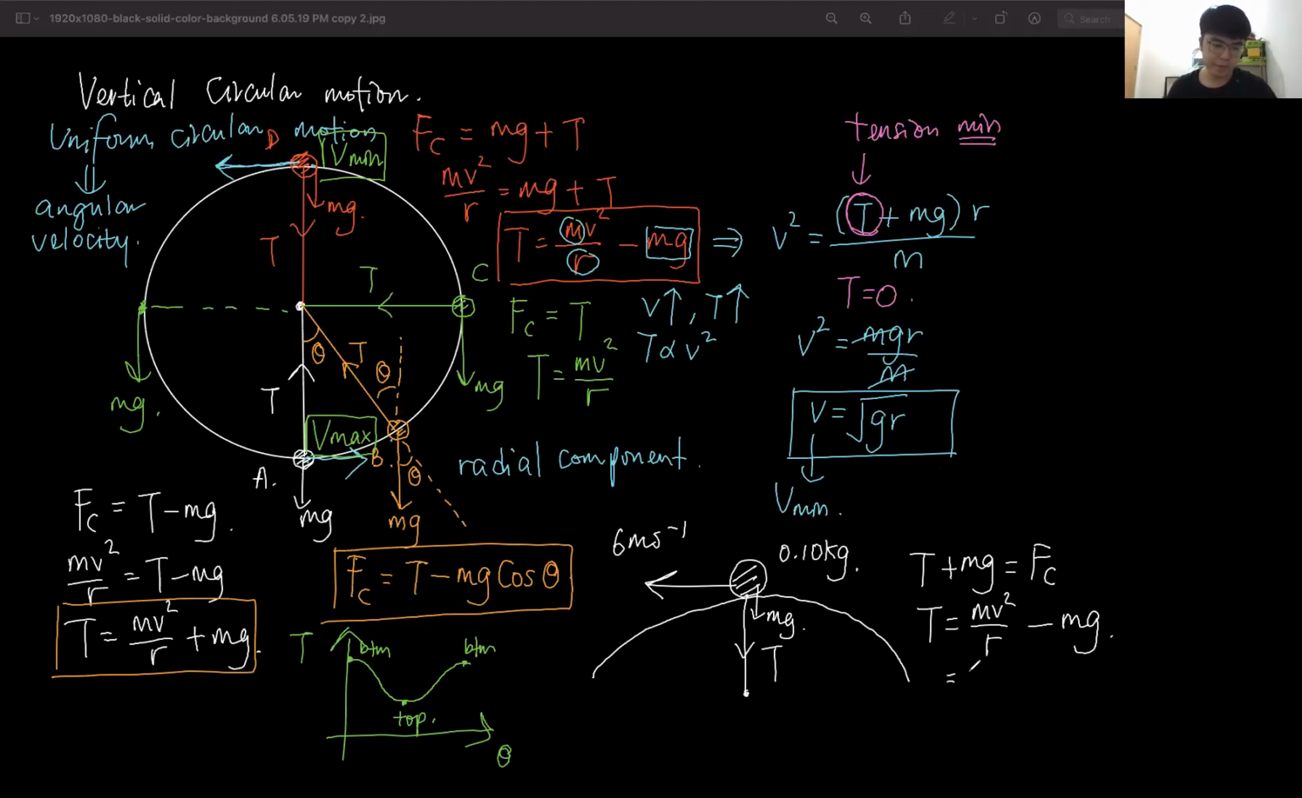Then I put in the values now. 0.106 squared over radius. Okay, radius, let's take 0.50 meter. Okay, at the top, 0.50 meter minus 9.8, approximate to 6.2 Newton.